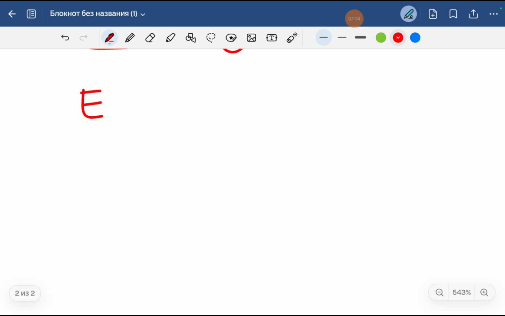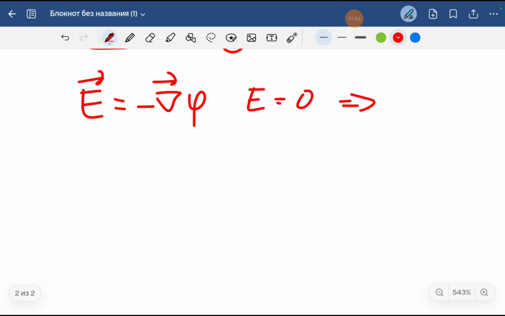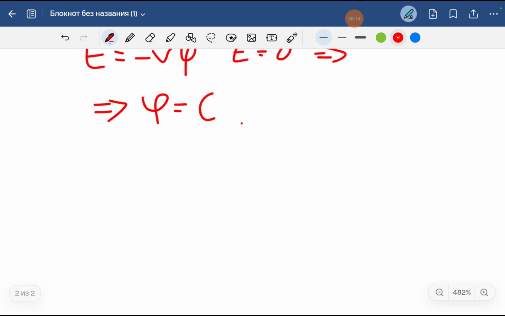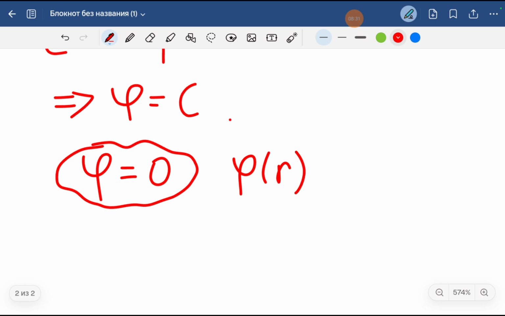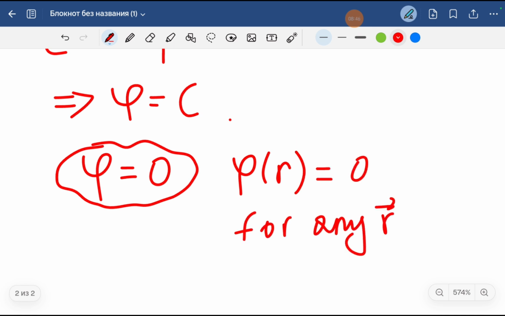Now let's recall what potential is. We know that the electric field strength is equal to the negative gradient of the potential. Since the electric field inside the sphere is zero, the potential difference between any points inside the sphere is also zero. This means that the potential is the same at all points inside the sphere and equals some constant. Typically, this constant is chosen to be zero, so the potential at every point inside the sphere is also zero.